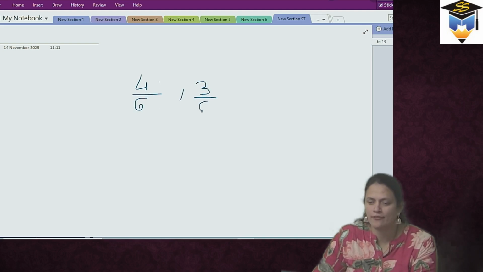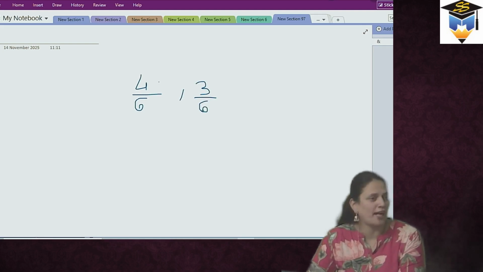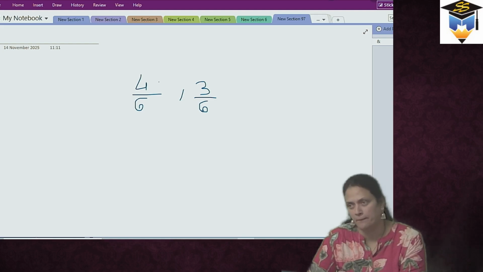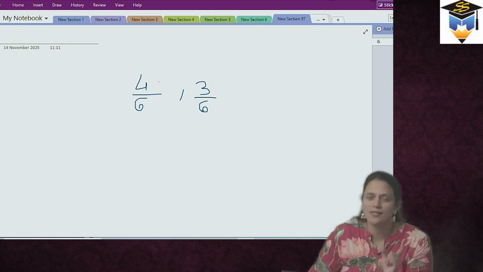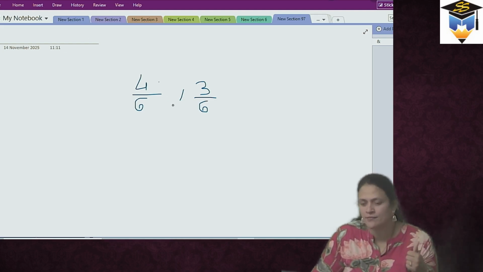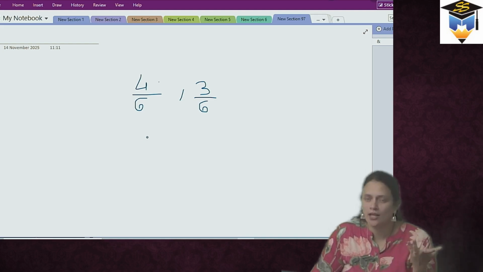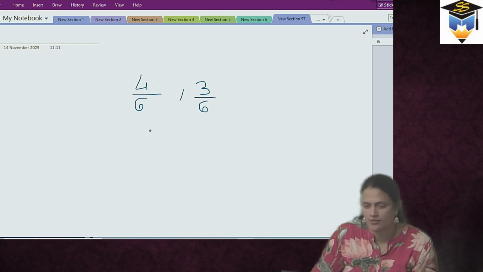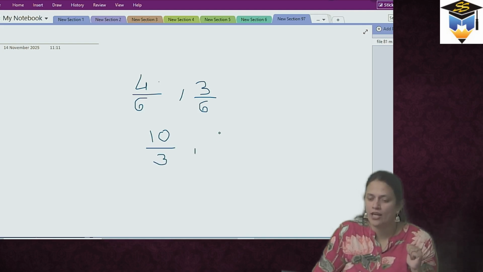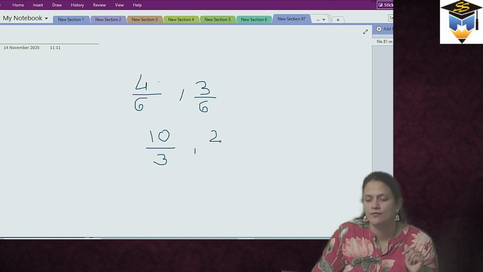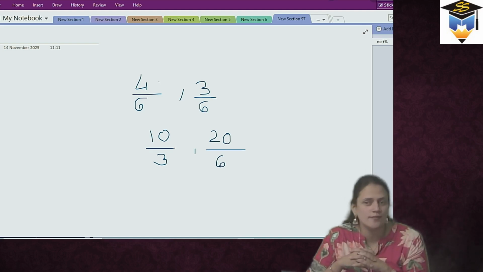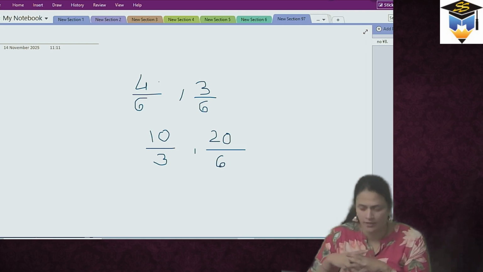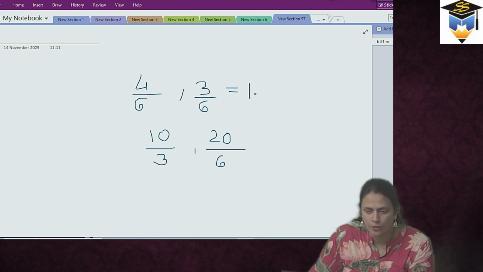Suppose these two fractions are given to you. Okay, these are called as like fractions. Why? Because denominator is same. So denominator जब same होगा, they are called as like fractions. If denominator अलग होगा, so let's say the denominator is different for another one. Are these like fractions? No. Why? Because denominator is different. But when like fractions are not given to us, we can convert them to like fractions. Do you know how?